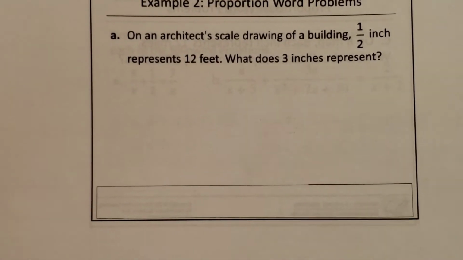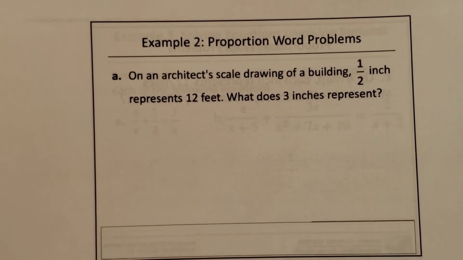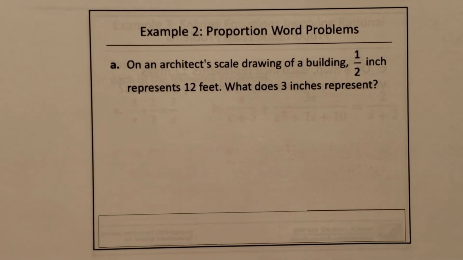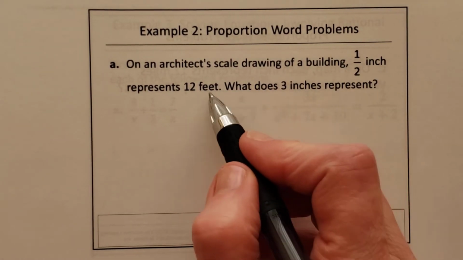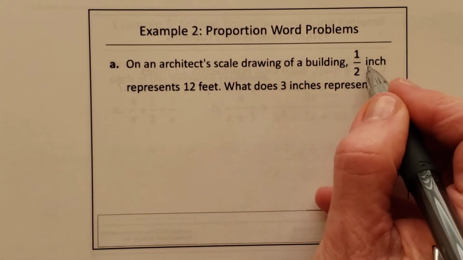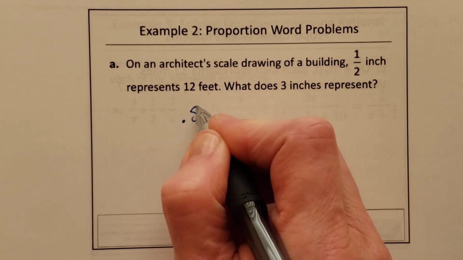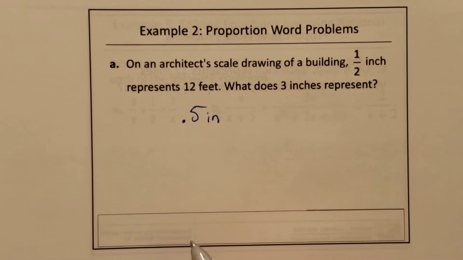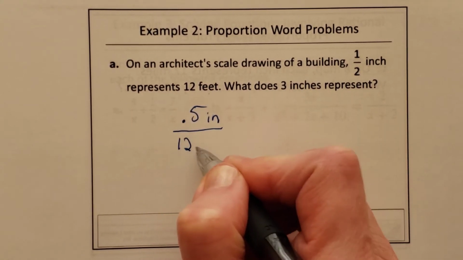All right, so you're going to have some word problems, and when you set up your ratios, you just want to make sure you put like things together. So this says, on an architect's scale drawing of a building, 1/2 inch represents 12 feet. What does 3 inches represent? So here we're comparing inches to feet in a scale drawing. If I want 1/2 inch, I'll just write that as 0.5. That's 1/2, isn't it? So this is 1/2 inch over 12 feet.